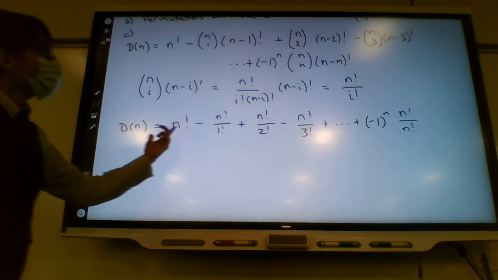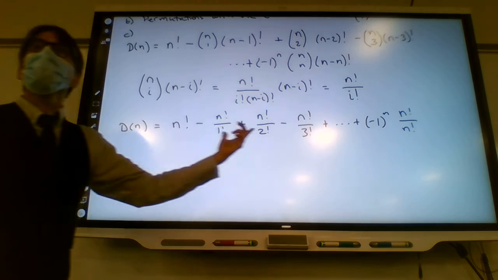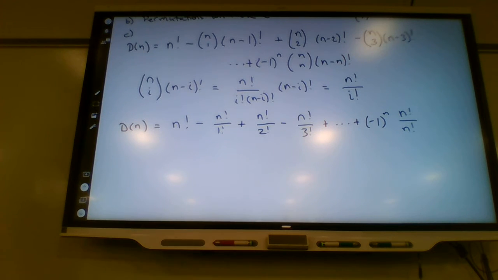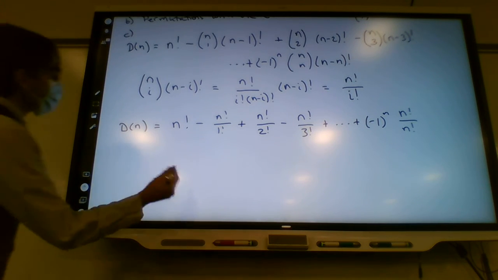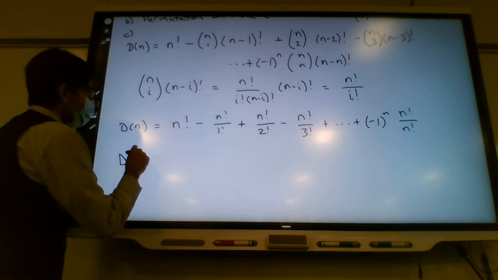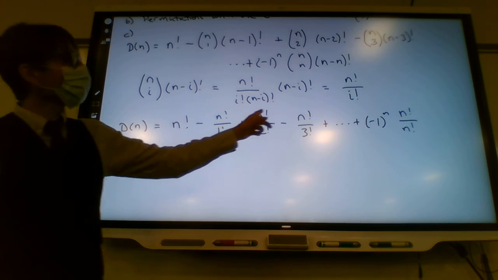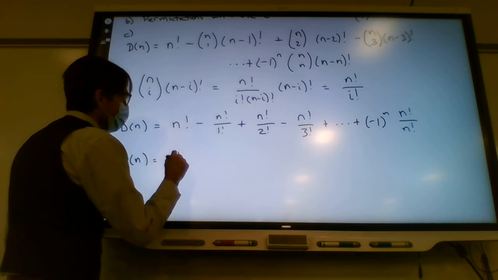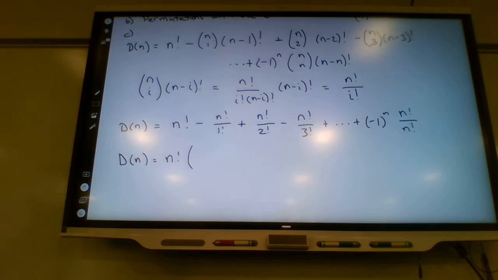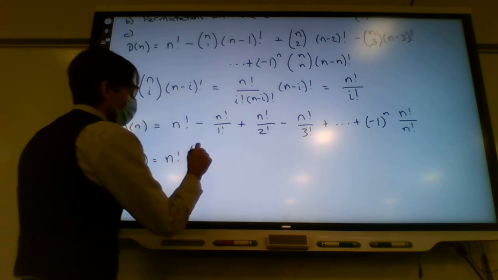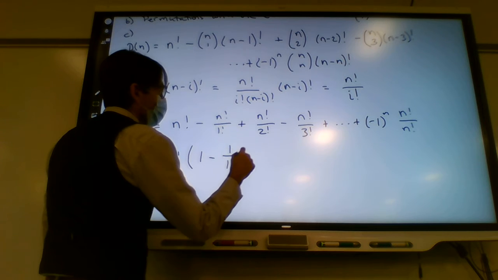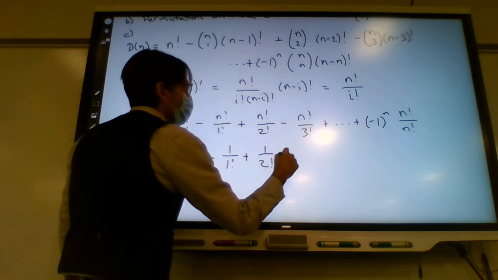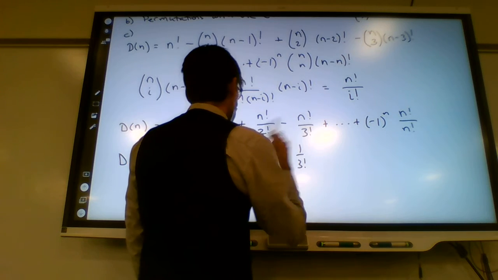Is this a formula that we could calculate? Mm-hmm. All right, again, as long as n doesn't get too big, because n factorial gets big, but we can handle pretty big numbers, right? So can we simplify this a little bit? There's an n factorial in all those pieces, right? So we could factor that out and only calculate n factorial one time. Keep that 1 minus 1 over 1 factorial plus 1 over 2 factorial minus.